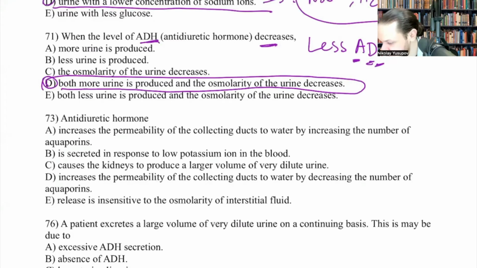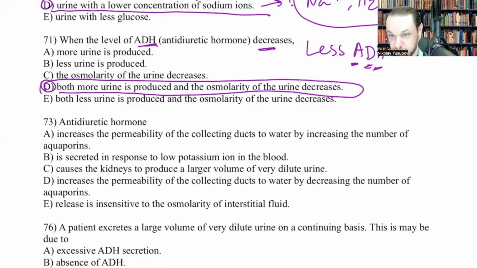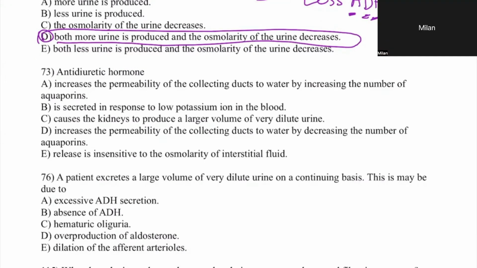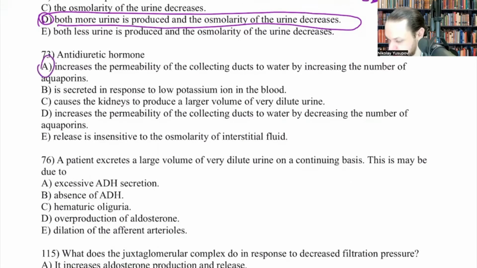All right, we were here. 71 was D. Next, I think, was Milan for 73. Antidiuretic hormone would be A. A, very good. It increases the permeability of the collecting duct to water by increasing the number of aquaporins. You guys remember this: the last part of the nephron is usually water impermeable unless antidiuretic hormone comes in from the posterior pituitary. If the posterior pituitary secretes ADH, that becomes permeable.